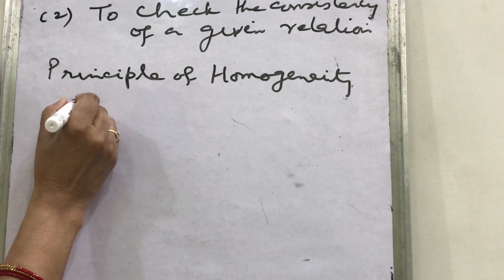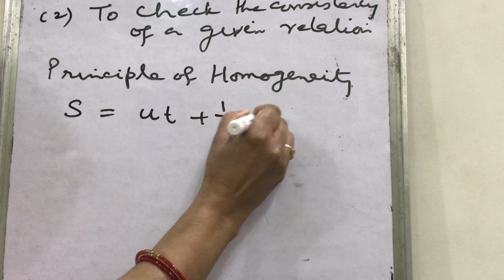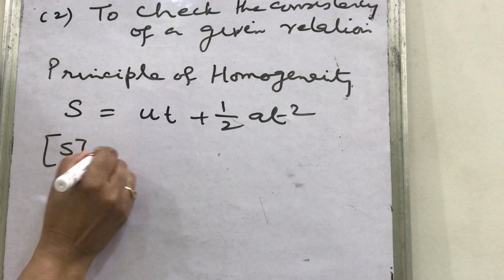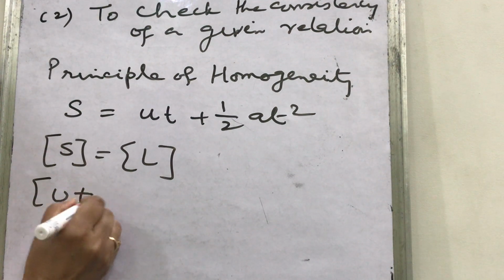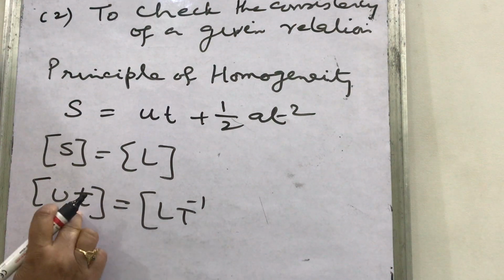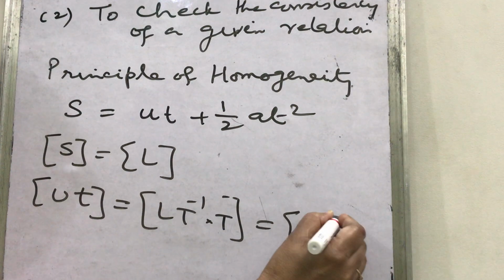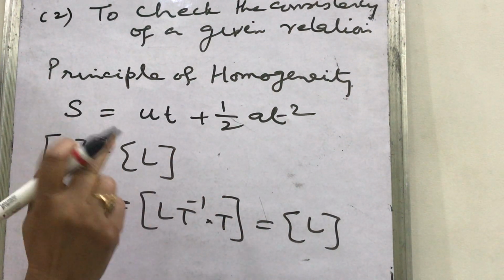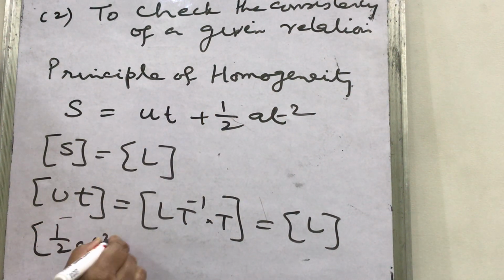Look, you have read the equation of motion S equal to ut plus half at square. What are the dimensions of S? Dimensions of S is L. Find the dimensions of ut. So u is the initial velocity, t is time. Velocity is LT minus 1, meter per second, into time. So what is left here again? L, because T minus 1 and T plus 1 give T to the power 0, which is 1.